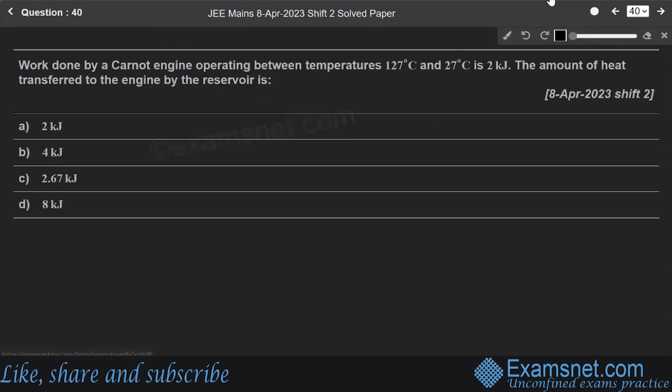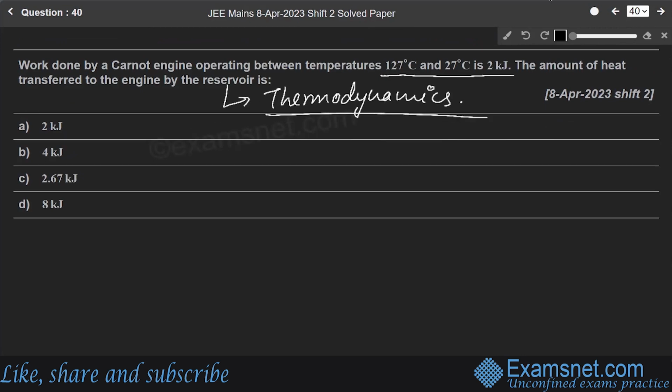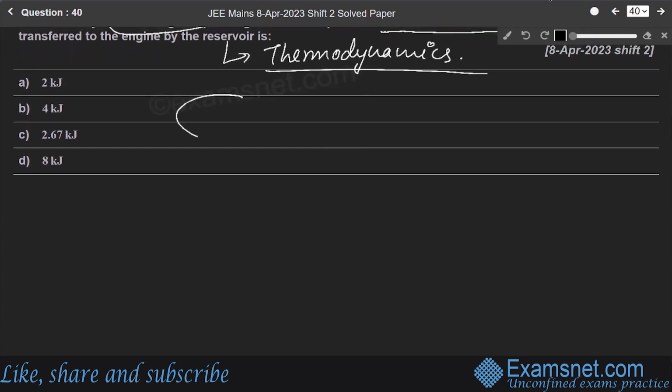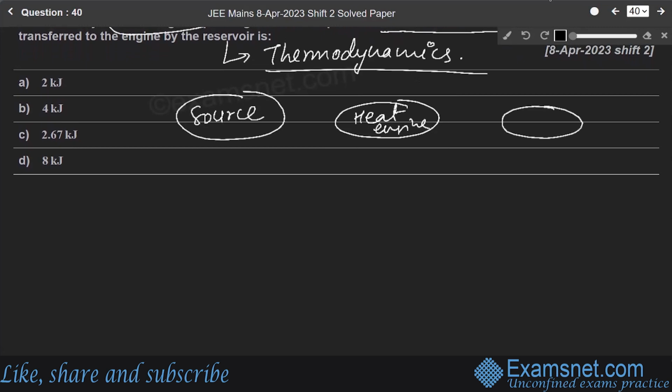Okay. Now moving towards our next question, question number 40, which says that the work done by a Carnot engine operating between temperatures 127 degrees Celsius and 27 degrees Celsius is 2 kilojoule. The amount of heat transferred to the engine by the reservoir is. This question is from the chapter of thermodynamics. Okay, it is saying about the Carnot engine. So basically what is a Carnot engine? In a Carnot engine, there is a source, there is a heat engine between it, and then there is a sink.